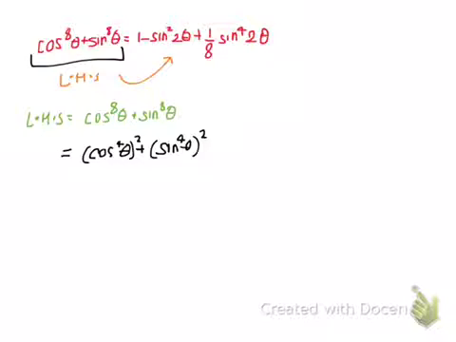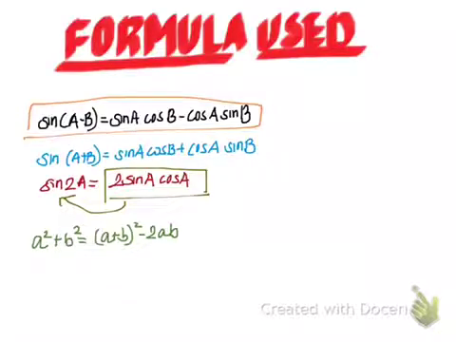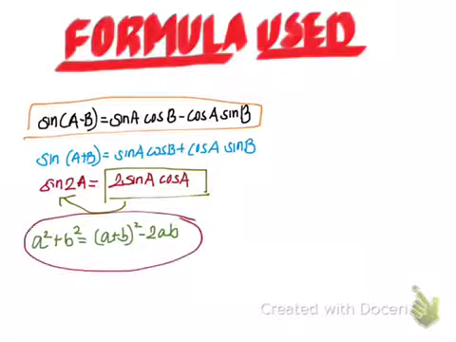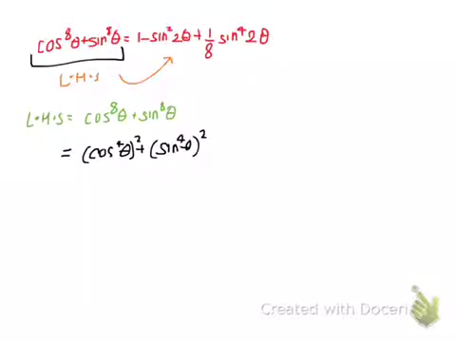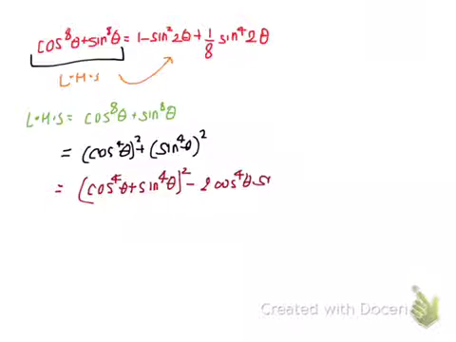Now it is in the form of a squared plus b squared, and we have the formula for a squared plus b squared, which is a plus b whole squared minus 2ab. Now let me substitute the formula here. I have a plus b and then the whole squared and minus 2 cos to the power 4 theta dot sine to the power 4 theta.